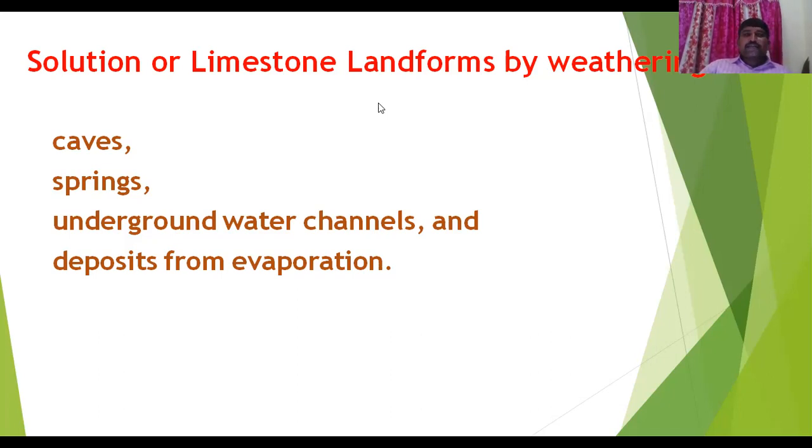Depressions of all sizes and shapes dot the landscape surface and are the most obvious features associated with karst topography. Beneath the surface, solution results in the formation of caves, springs, underground water channels, and deposits from the evaporation process.